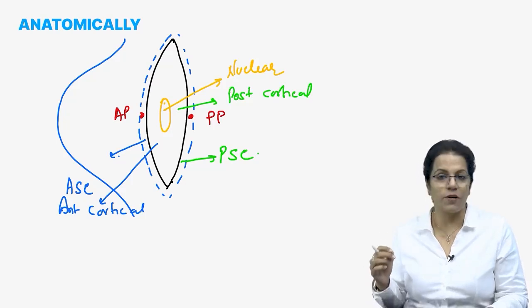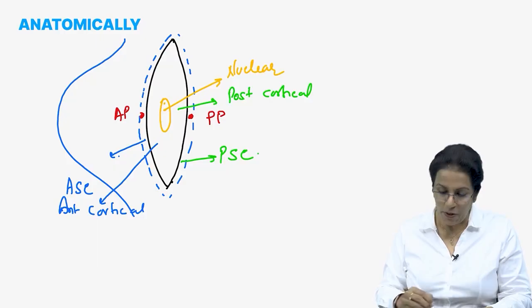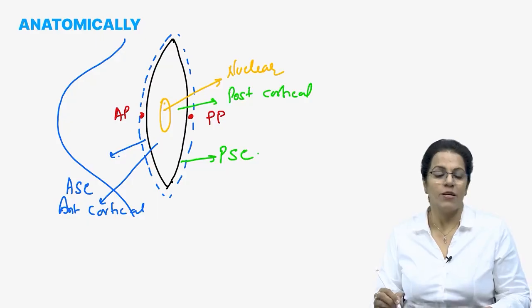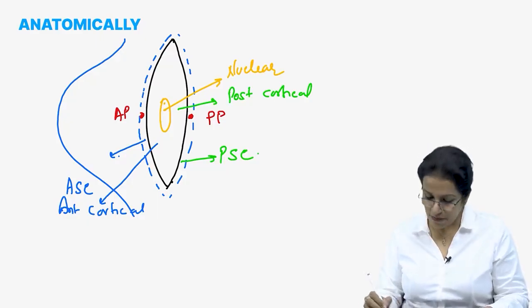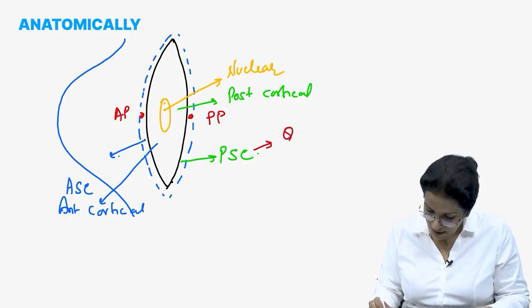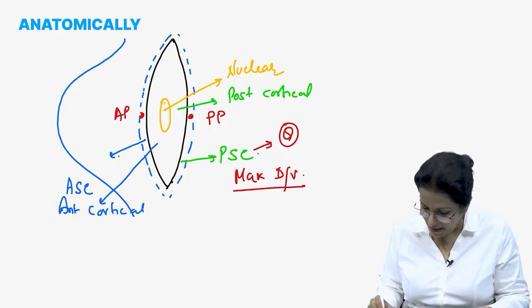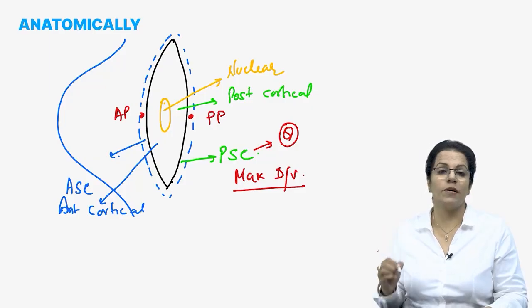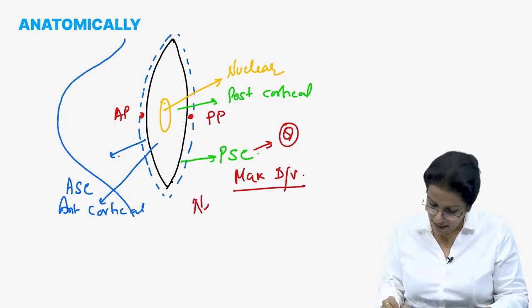Now we talk about an exam question. Among all, which lenticular opacity will diminish the vision most? Right? So, which lenticular opacity diminishes the vision most? Our answer is PSC. So, maximum diminution of vision occurs in posterior subcapsular cataract. Why? Because it is near the nodal point of the eye.